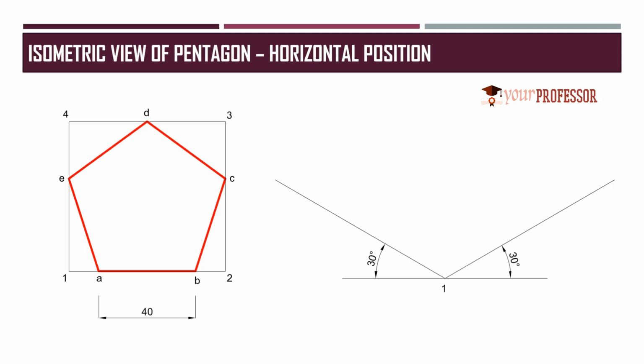Consider the distance between 1 and 2 as radius with the help of compass. With 1 as center, draw an arc onto the right hand side 30 degrees line. That will be point 2. Now consider the distance between 1 and 4. If you observe, point 1 is connected with 2 as well as 4, right? I have already represented point 2, so now consider the distance between 1 and 4 with the compass. With 1 as center, drop an arc. That will be point 4.